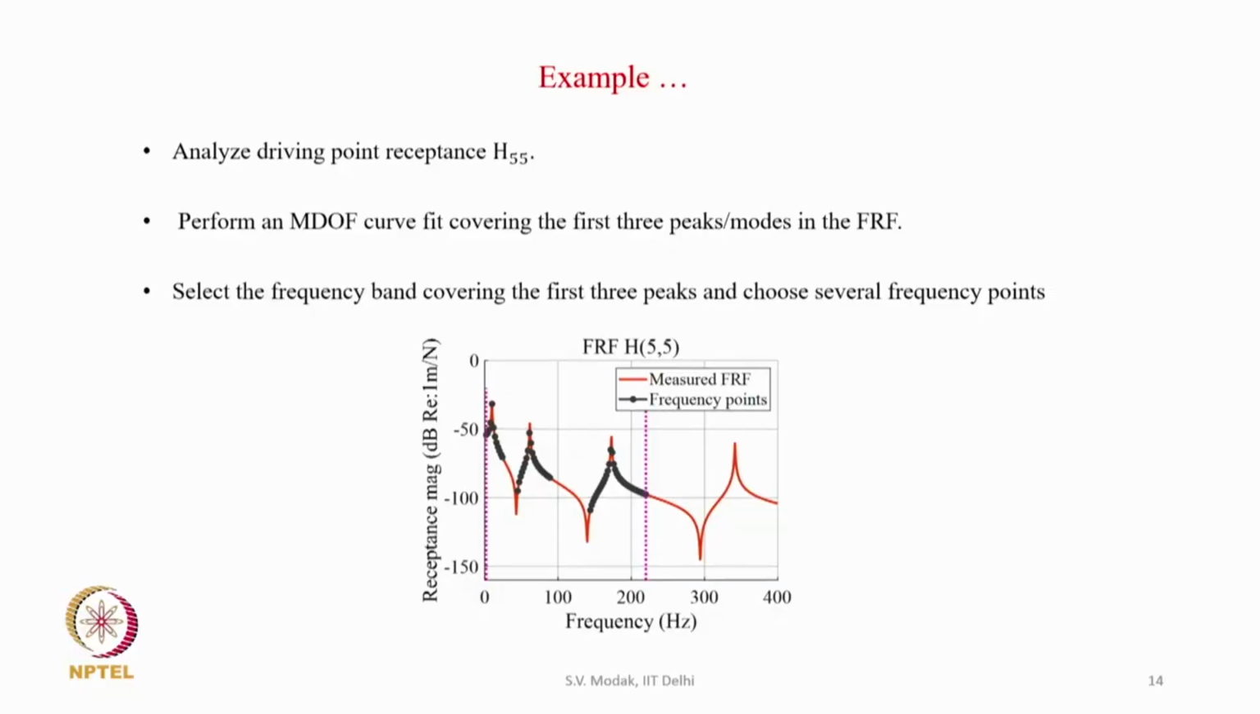So this is the plot of the receptance FRF H55. The red curve is the plot of the receptance FRF, and the blue dots are the points we have chosen. This frequency band is this; this dotted vertical line shows the higher limit of the frequency band. In this frequency band we have chosen these frequency points.